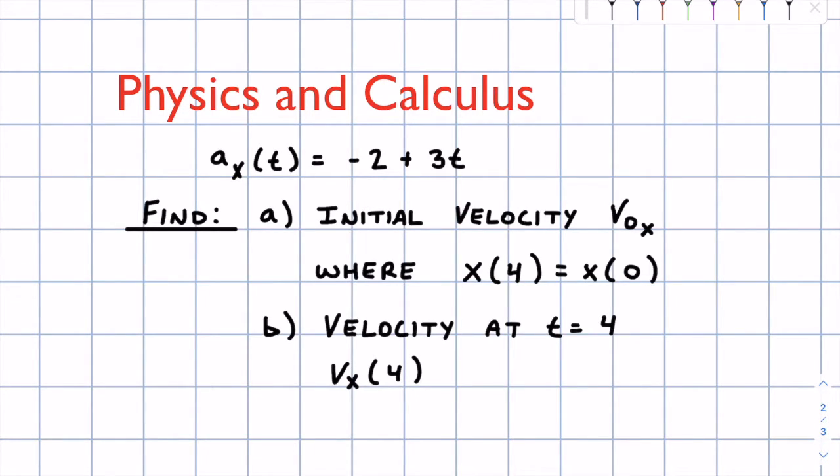Today we're going to be doing a physics problem using calculus, and we have the acceleration of a particle in the x direction described as -2+3t. For part a, we want to find the initial velocity, and we know that at t equal to 4, the position is going to be equal to the position at time t equal to 0. And for b, we want to find the velocity at t equal to 4.